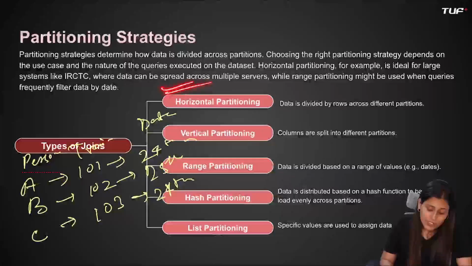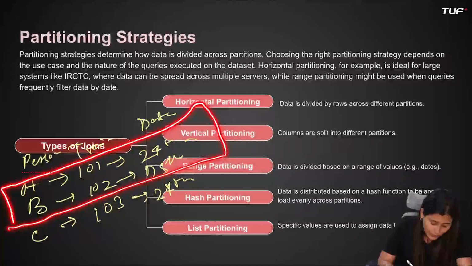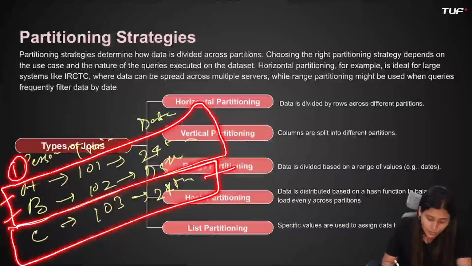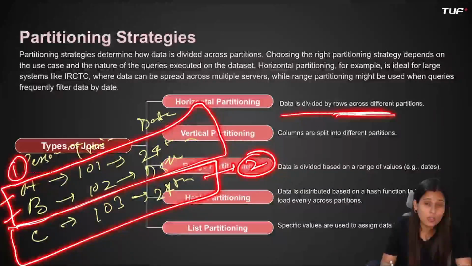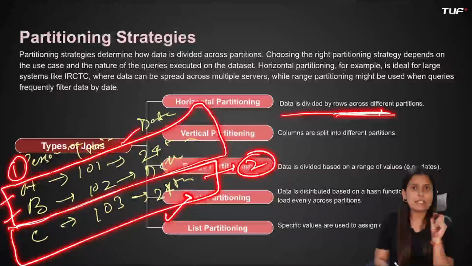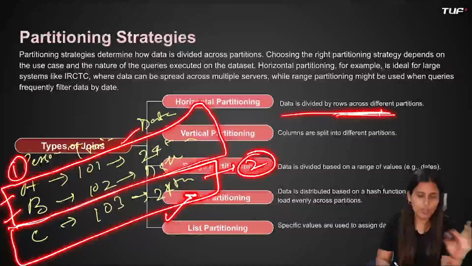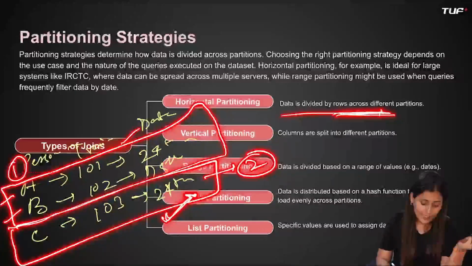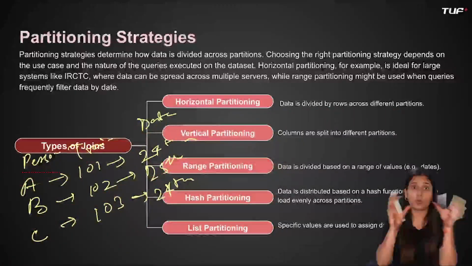Horizontal partitioning says you will be dividing the data based on the rows. Let's suppose you took the first 2 rows in partition number 1 and the remaining row in partition number 2, right? So here we divide the partitions on the basis of rows. For both partition 1 and partition 2, you can see the schema is the same. Schema means the structure of the database is the same.